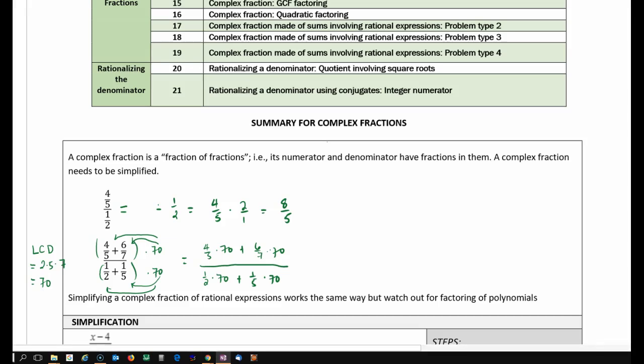And then we cancel common factors. So 5 into 70 is 14. 7 into 70 is 10. 2 into 70 is 35. 5 into 70 is 14. So we're left with 4 times 14 plus 6 times 10 over 35 plus 14. The fractions are all gone now. So this reduces to 114 over 49.